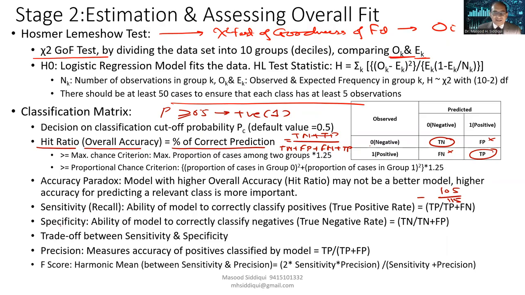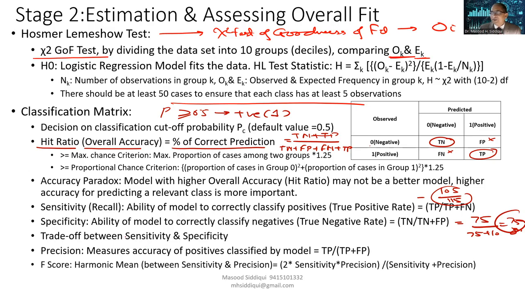The next one is specificity, the ability of the model to correctly classify the negative, the true negative case. True negative is 75, divided by true negative plus false positive, that is 75 plus 10, that is 85. Again, a big value. As we see these two values, there is not much difference, so there is no need for a trade-off.